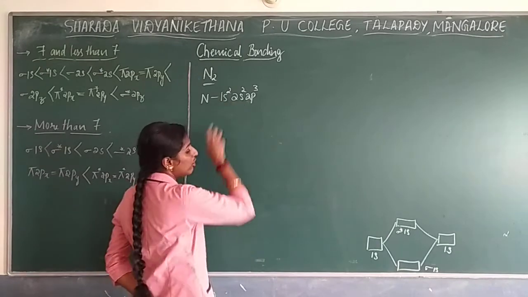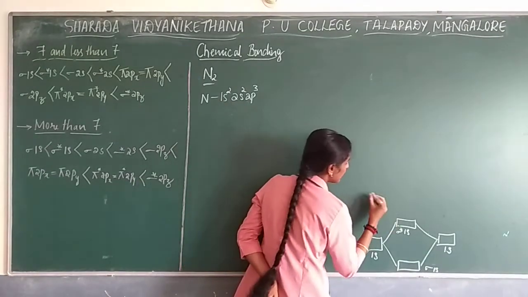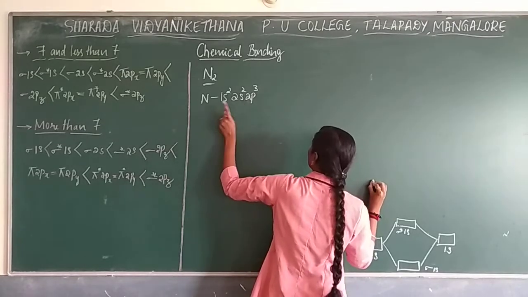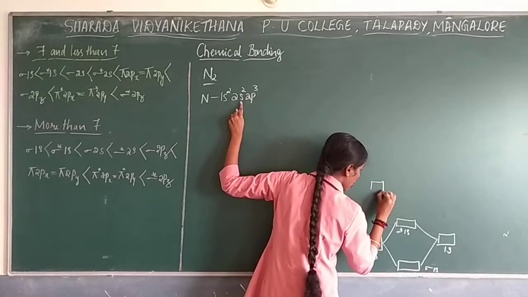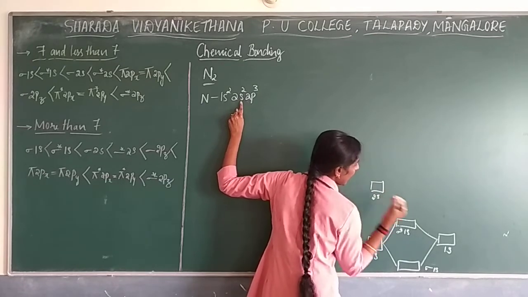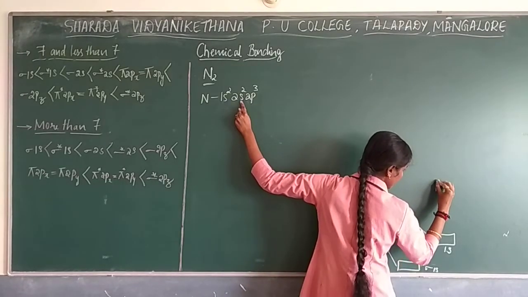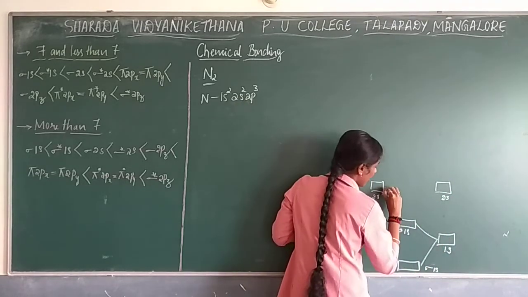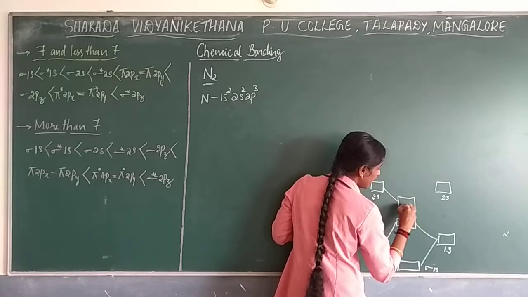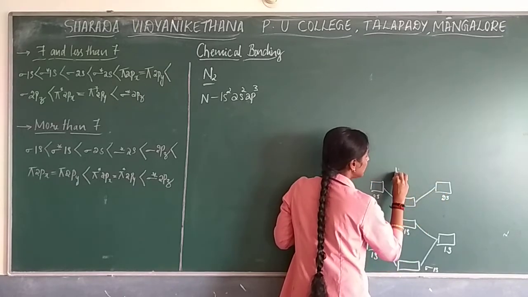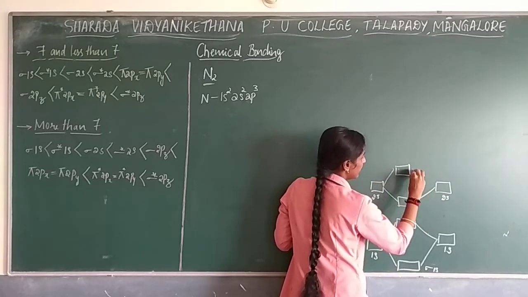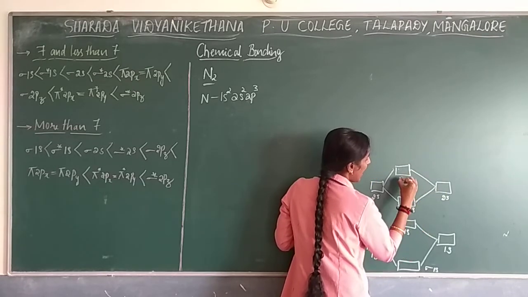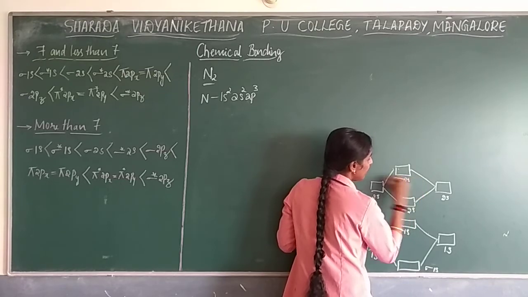Next we have to write for 2s in the same way. What will happen with 2s? The same thing here also. One of the nitrogen atoms which has a 2s orbital will combine with another nitrogen atom which has a 2s orbital to give a bonding molecular orbital as well as an anti-bonding molecular orbital. Sigma 2s and sigma star 2s will be formed.